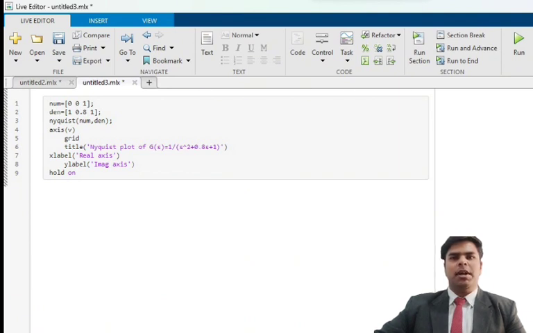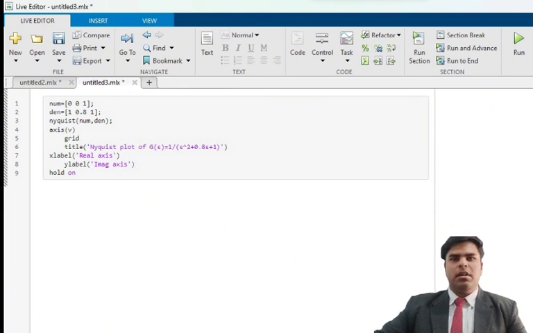nyquist(num, den). This function generates the Nyquist plot for the transfer function defined by the numerator and denominator coefficients. grid. This command adds a grid to the plot for better visualization. title. As you can see, Nyquist plot of G(s) equals 1 upon s square plus 0.8s plus 1 sets the title of the plot.